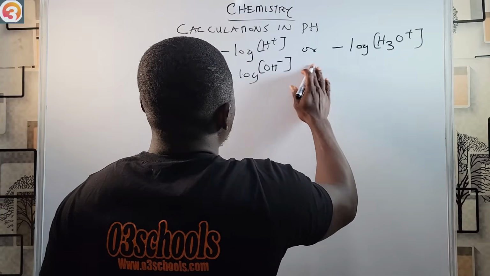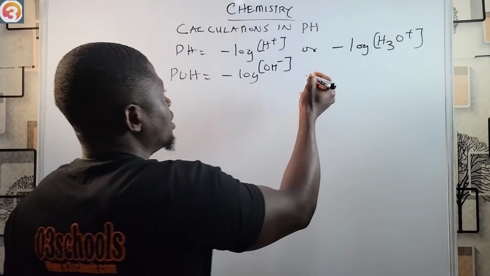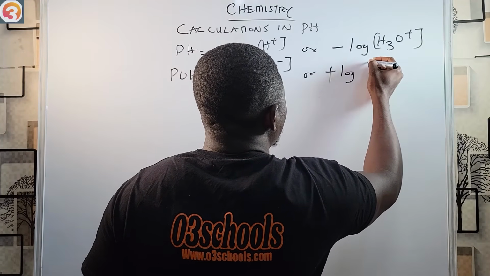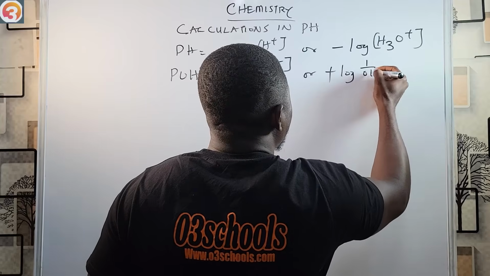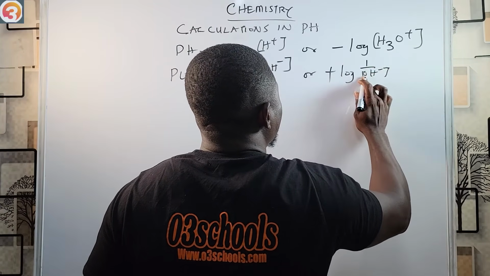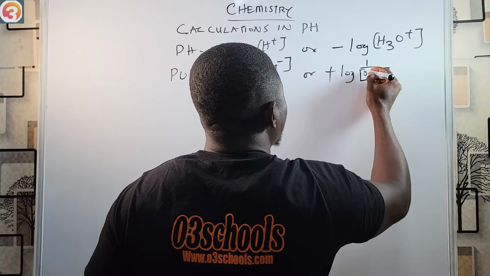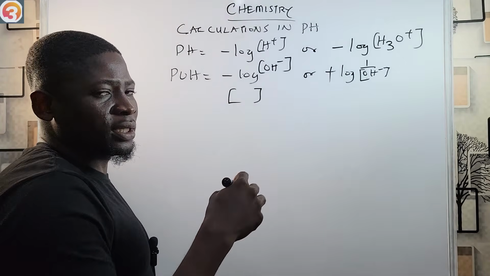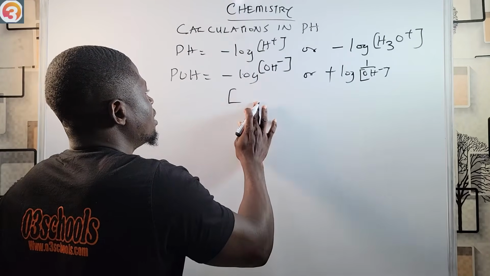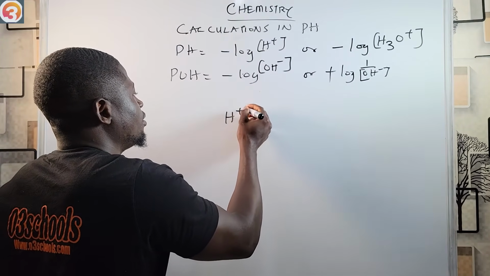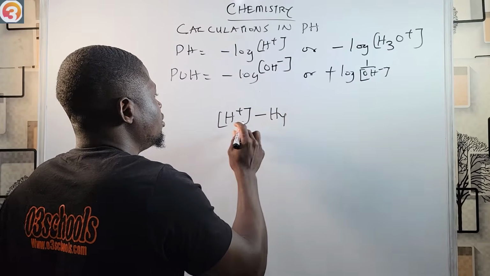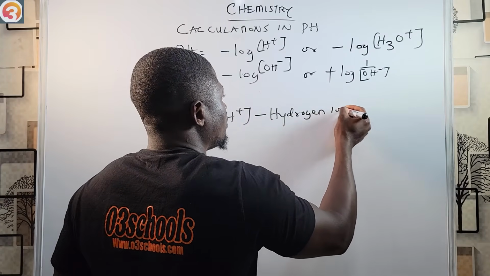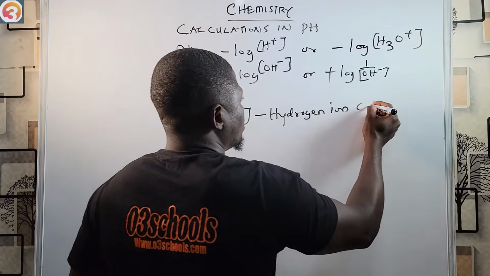Or, of course, this could be written in another form, with the formula as the logarithm to 1 over the hydroxide ion concentration. Where I told you that this bracket means concentration, and that is why we pronounce this hydrogen ion concentration. We say this is the hydrogen ion, then this bracket is concentration.